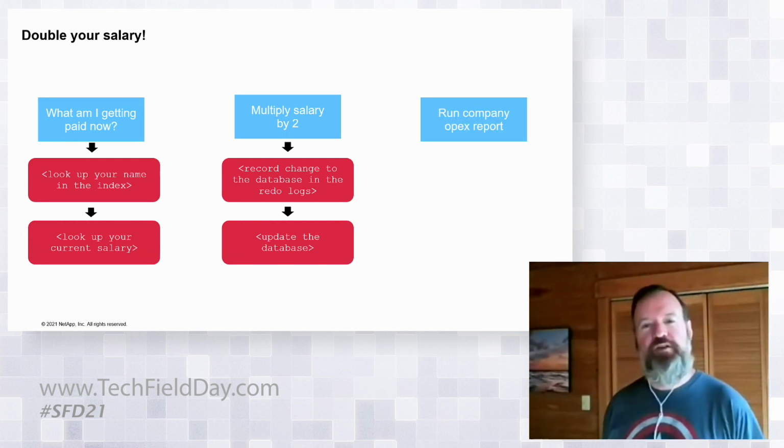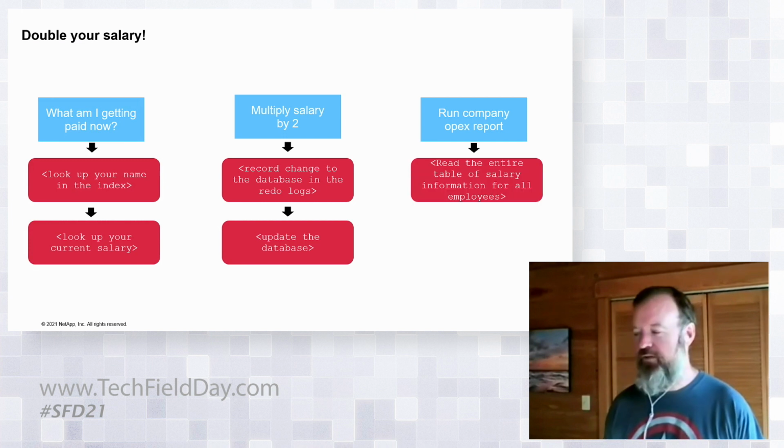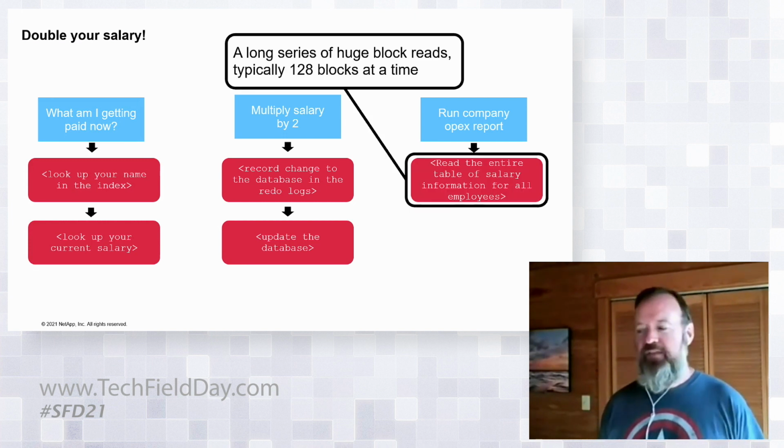And then the last thing you have to concern yourself about is what happens when we want our OPEX report of all the expenses across the past month. How do we do that? Now we have to read all of the data, start to finish. That usually happens 128 blocks at a time. That's a 1 megabyte read.